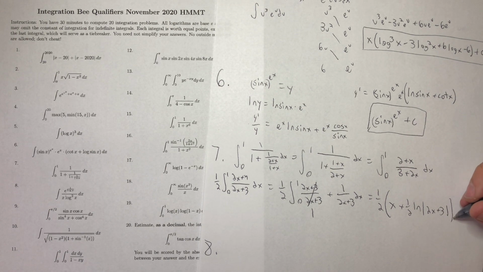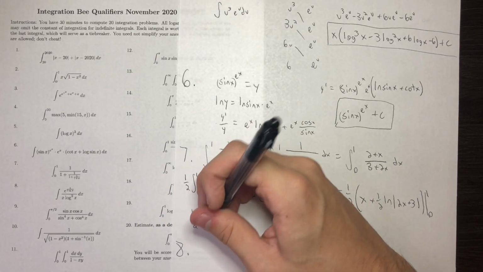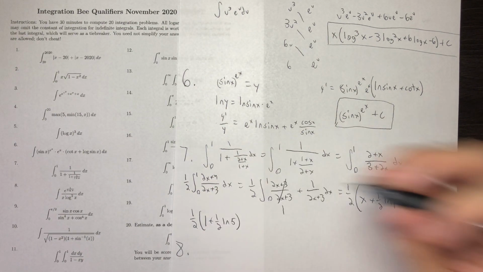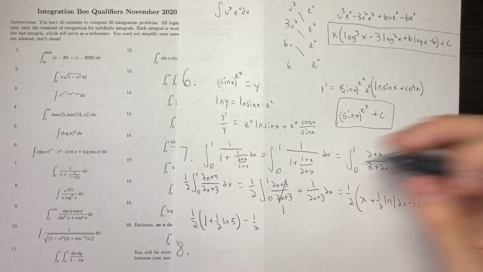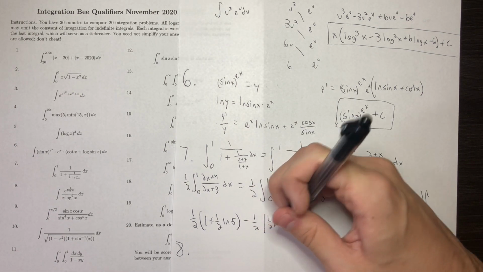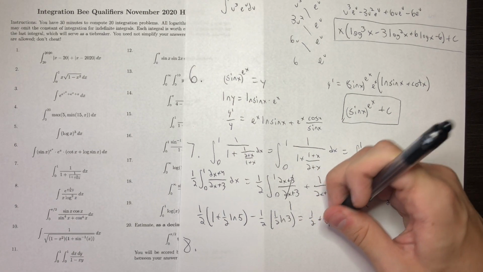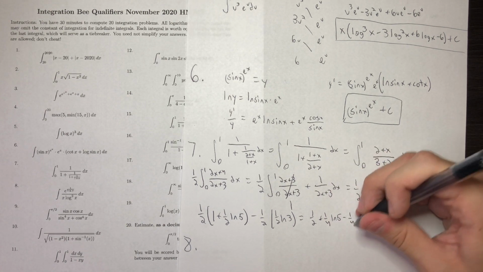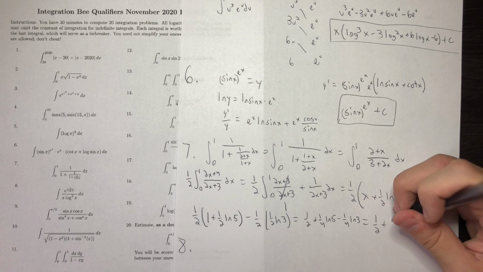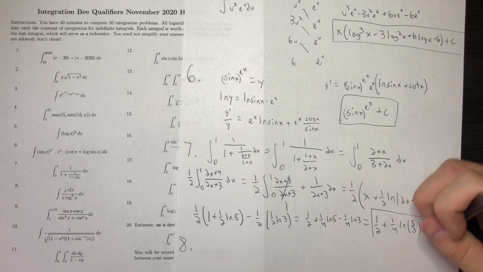So now what we need to do is evaluate that from 0 to 1. So plugging in 1, we get 1/2 times 1 plus 1/2 natural log of 5, and then we have a minus 1/2, plugging in 0 will give us a 1/2 natural log 3. Okay, so now what we need to do is simplify, so we have 1/2 plus 1/4 ln 5 minus 1/4 ln 3. So I'm going to combine these natural logs and rewrite this finally as 1/2 plus 1/4 ln of 5/3, and that's going to be my final form of the answer, although there are many acceptable forms.